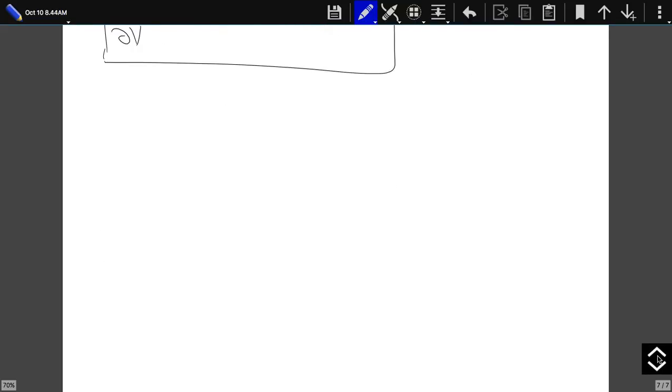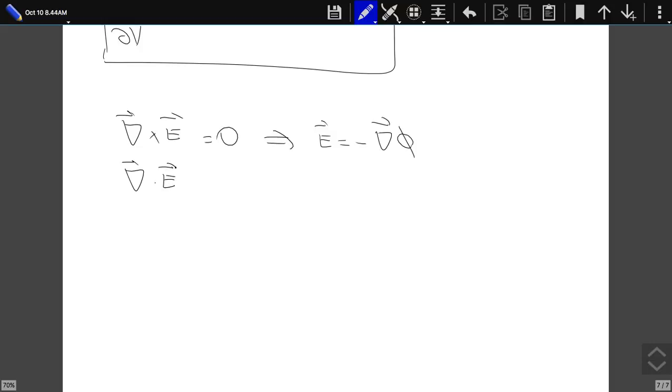So now, what do we know about the electric field? We know that its curl is 0. Although we had started by showing that the electric field can be written in terms of the gradient of a function, and hence its curl has to be 0, if you have a function whose curl is 0, that function is always the gradient of a function. And we know that the divergence of the electric field is 4 pi rho.